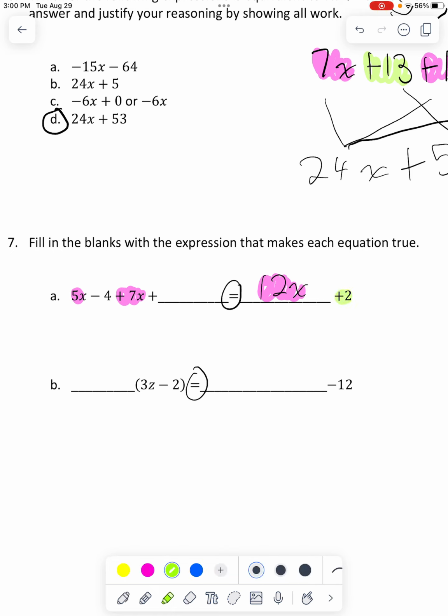Similarly, I see that the right side has a positive 2, but the left side starts out with negative 4. In order to compensate, I need to add something to negative 4 to make it positive 2. And that number happens to be 6. Now that I have negative 4 plus 6, I will get the positive 2 that is on the right side. And these two expressions are now equal.